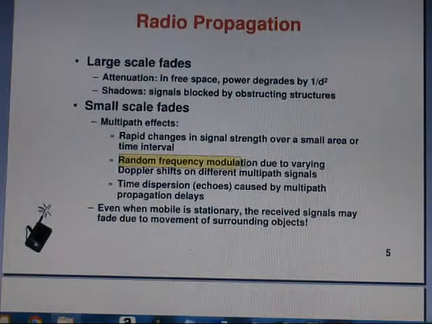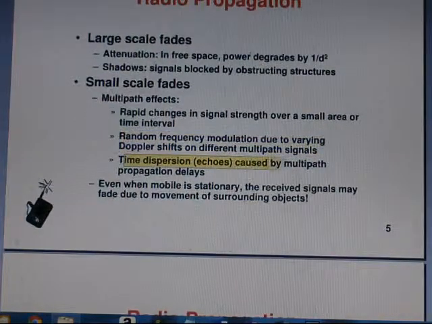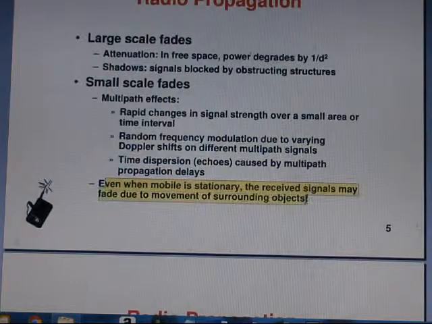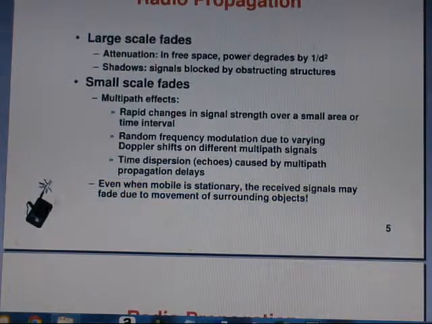Random frequency modulation due to varying Doppler shift on different multi-path signals, and time dispersion echo caused by the multi-path propagation delays. Even when the mobile is stationary, the received signal may change because of the movement of the surrounding objects. This means that even if the mobile station is stationary, because the surrounding objects are moving, signal fading can happen.